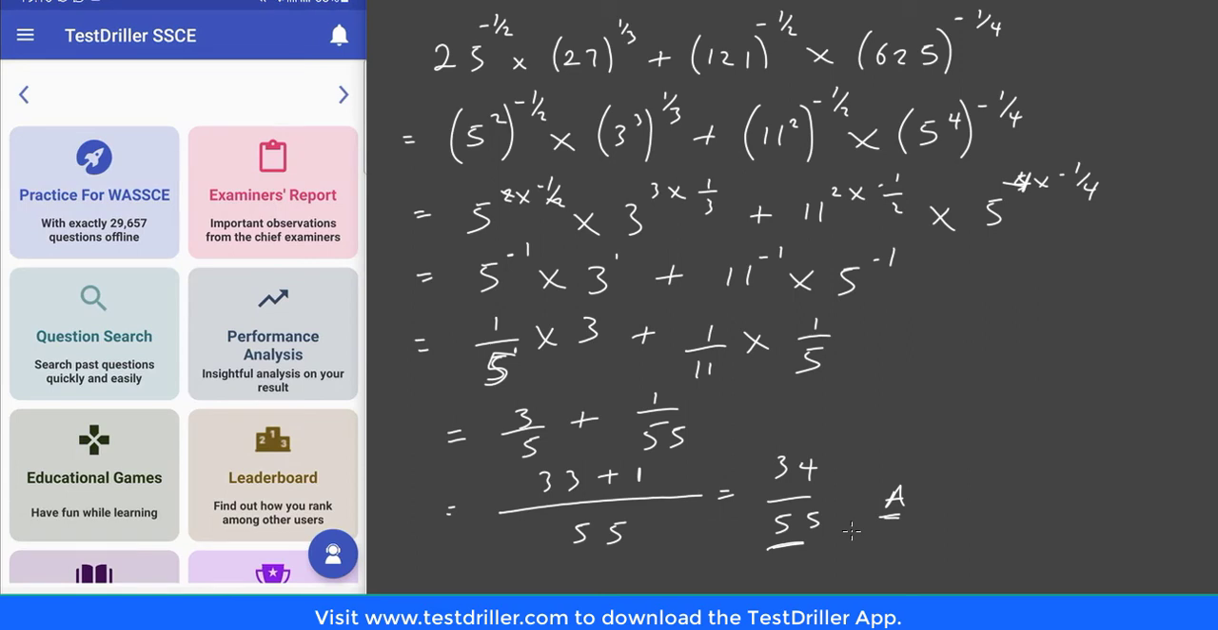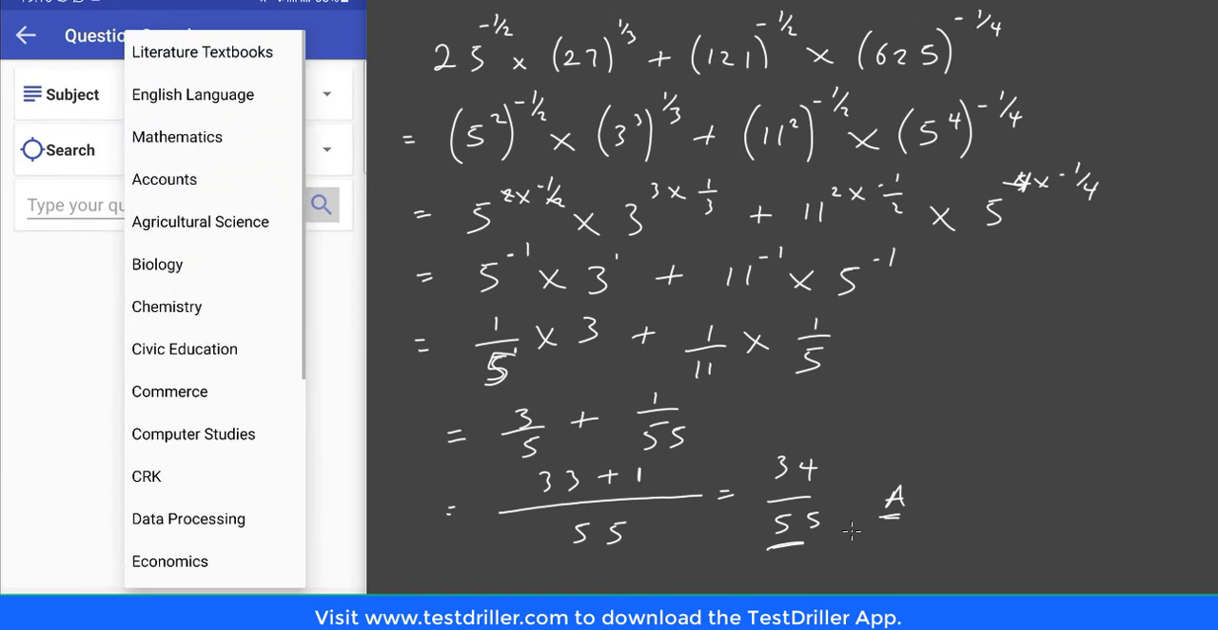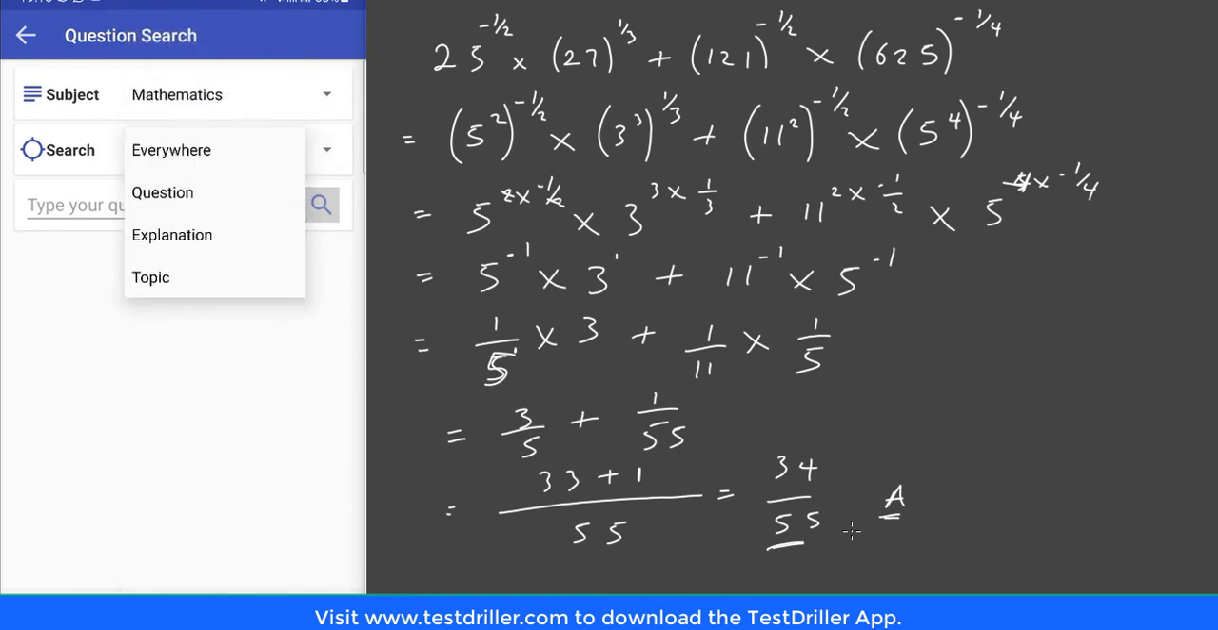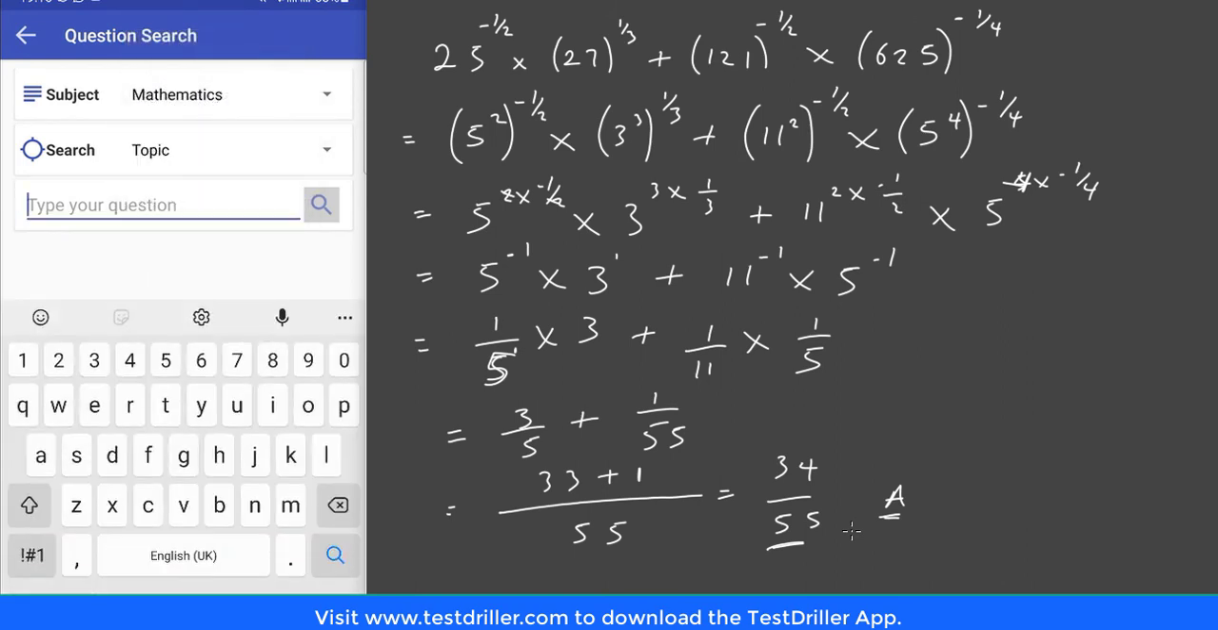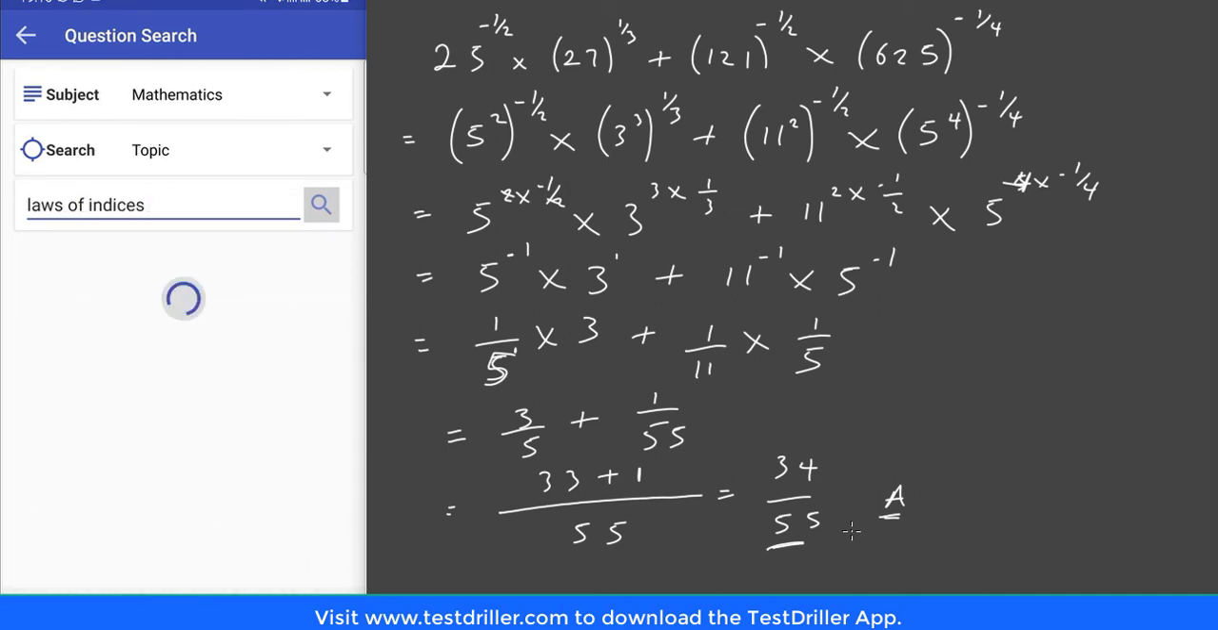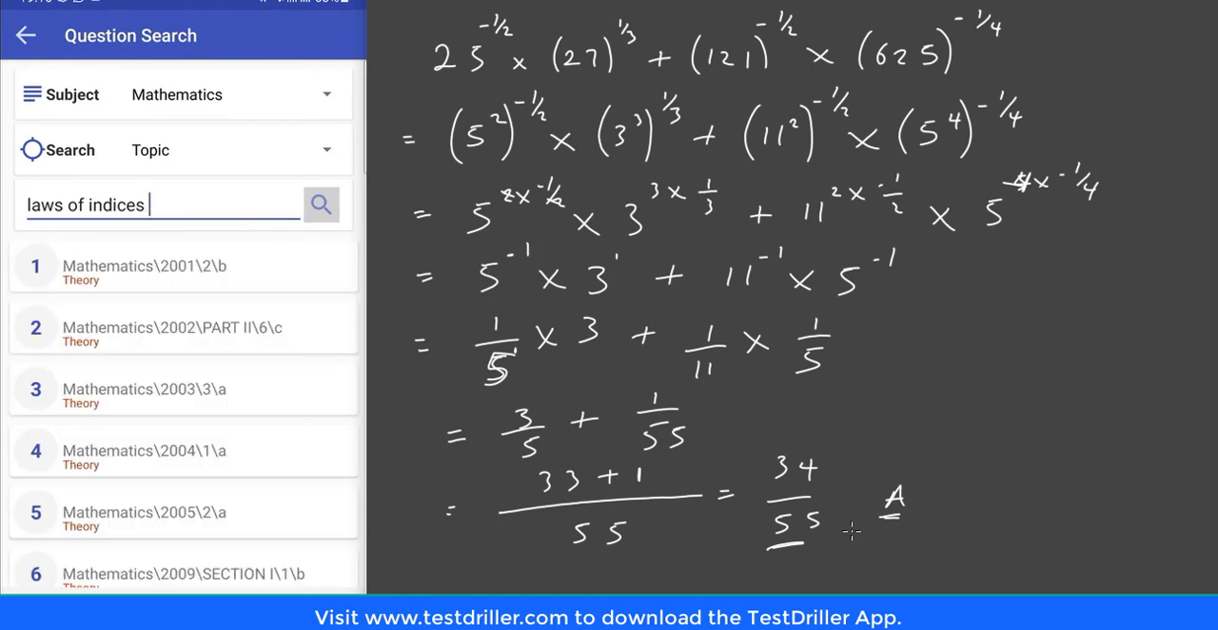So let's go to question search. Then we pick mathematics. Then we want to search based on topic. So what topic are we interested in? Laws of indices. You don't have to be precise with your spelling. Law or laws of indices. The app is smart enough to extract questions based on what you asked. Okay, so we have the following.